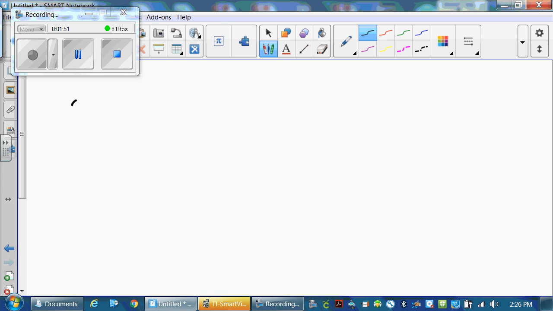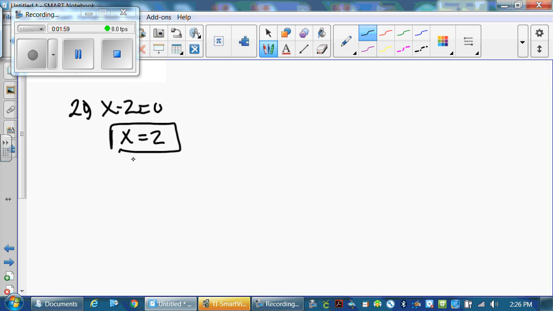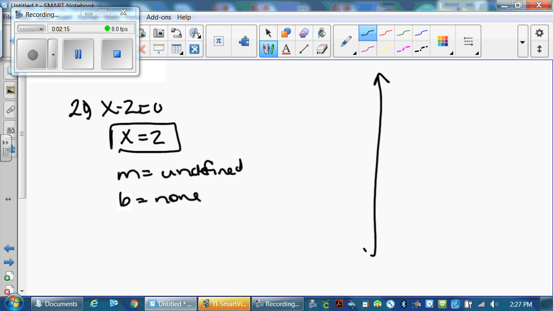All right, number 20 is different. Number 20, the equation is x minus 2 equals 0. If I solve it for x, I just get x equals 2. Well, that doesn't have a slope. The slope of an x equals line is undefined, because a line that's x equals a number is a vertical line. And it also is not going to have a y-intercept, because it's never going to cross the y-axis.